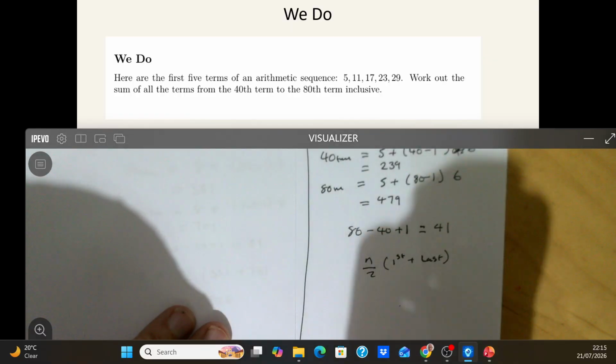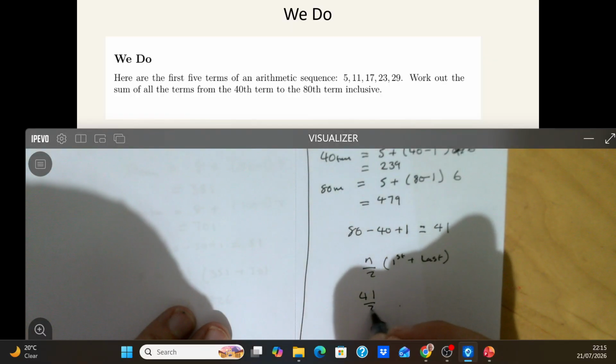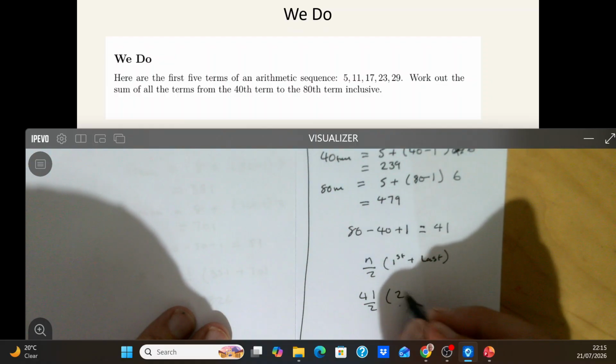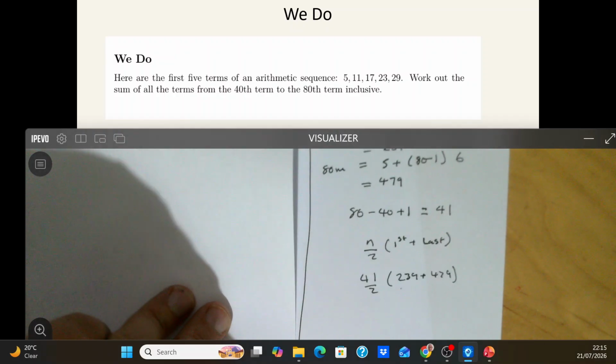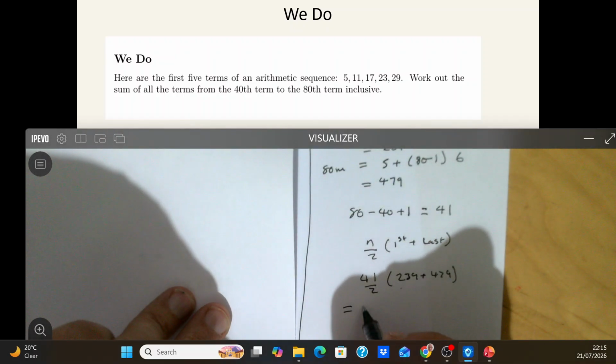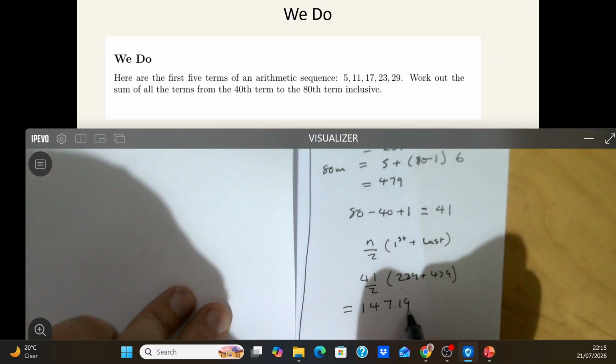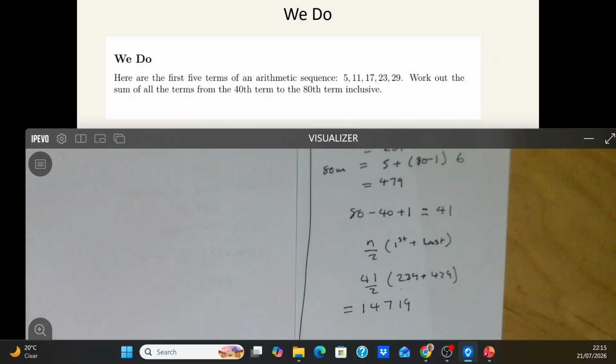Put your numbers in. Make your calculator look like that. And you should have that. Well done. Thank you for revising. Now go and have a look at the other questions on the worksheet.